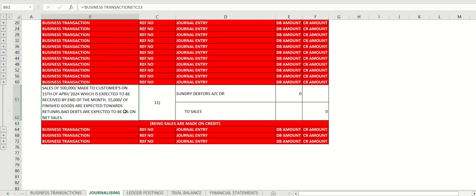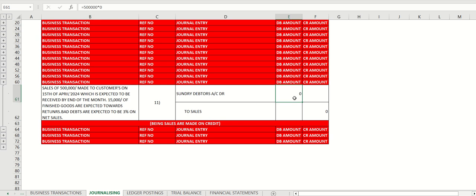15,000 of finished goods are expected towards returns. Bad debts are expected to be 3% on net sales. There is a sale of 5 lakhs made to our customers, and the entity is expecting 15,000 towards returns, and there will be 3% on net sales, which means out of the total sales, after adjusting the returns, on the balance sales there is a possibility that bad debts of 3% would arise.